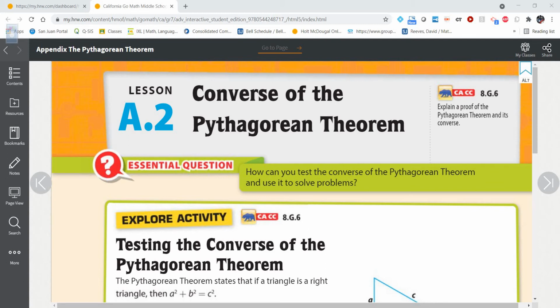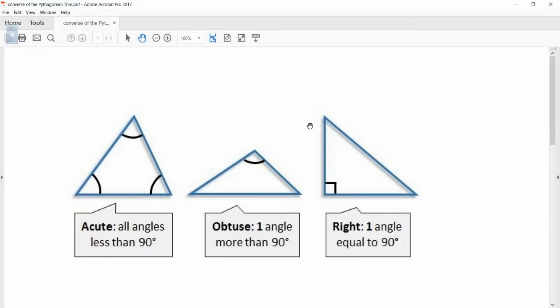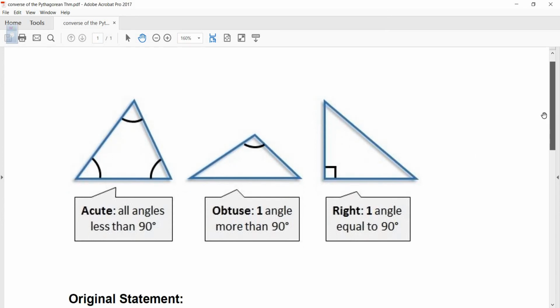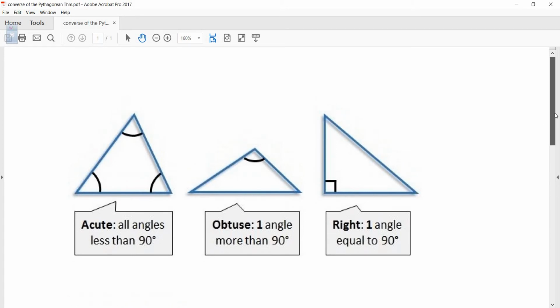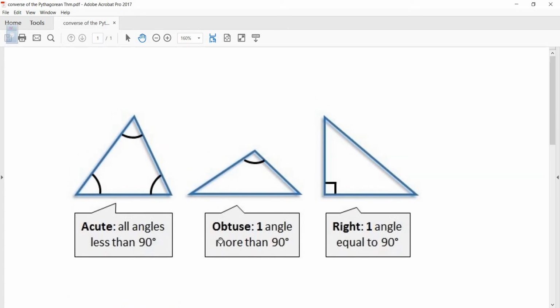Before we talk about the converse of the Pythagorean theorem, let's do a little background. First of all, when you are talking about different types of triangles, one way you can describe them is by their angle measurements. When you do that, we talk about three different types of triangles: acute, obtuse, and right triangle.